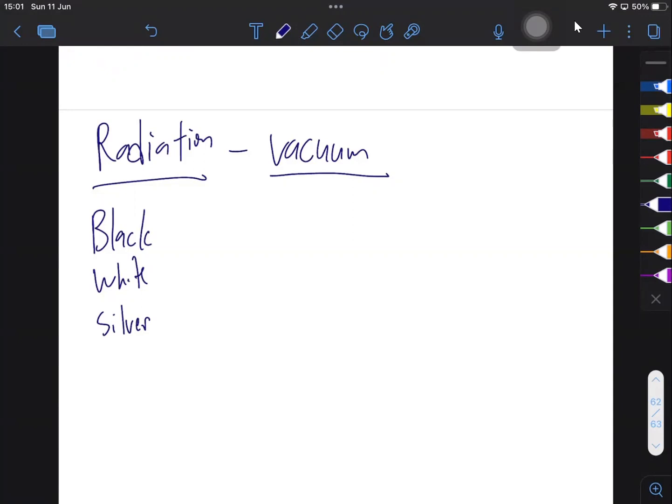Okay, if you see the word black, white, or silver, they are definitely going to test you on radiation. You should know that black is the best.